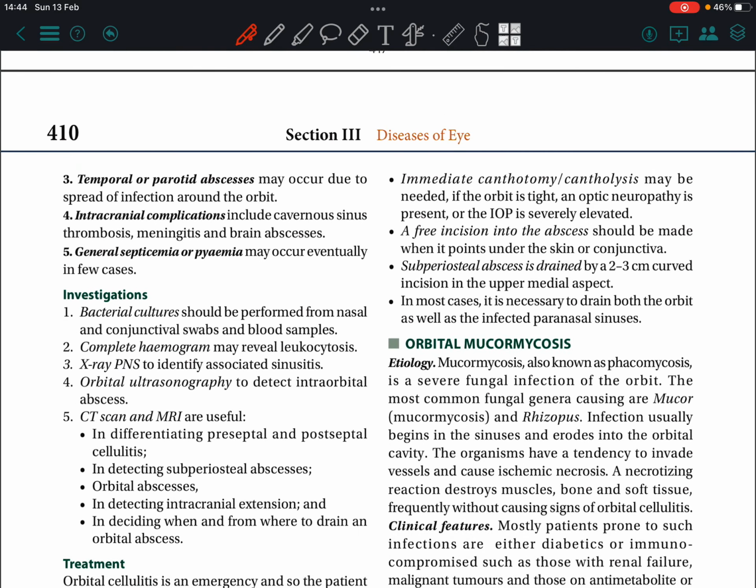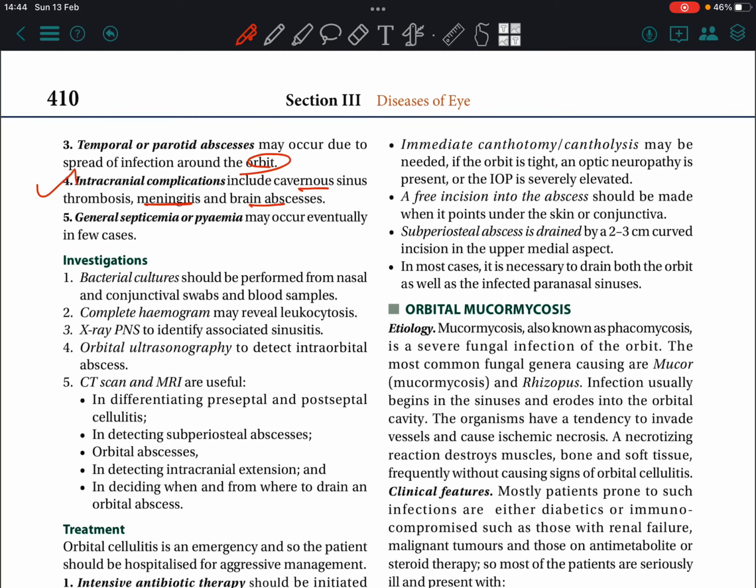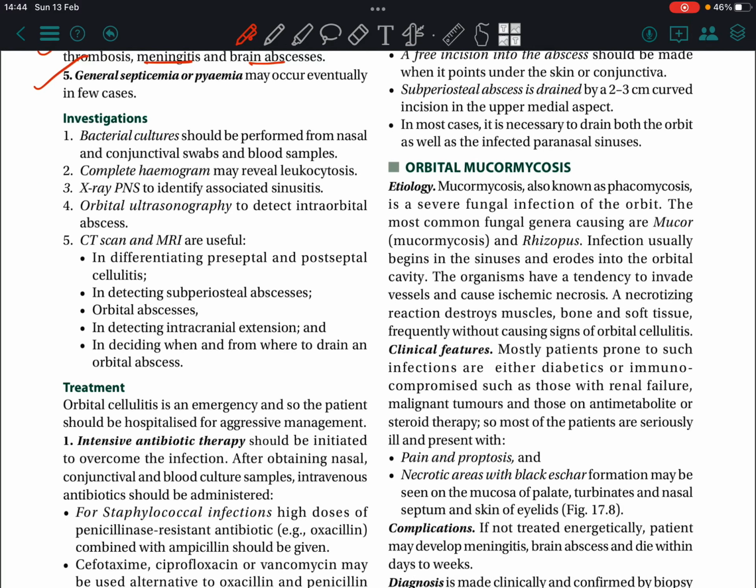Temporal and parotid abscess may occur due to spread of infection around the orbit. Intracranial complications include cavernous sinus thrombosis, meningitis, brain abscess. General septicemia, pyemia may occur eventually in a few cases. Bacterial culture is done. Complete hemogram may reveal leukocytosis. X-ray PNS to identify associated sinusitis.